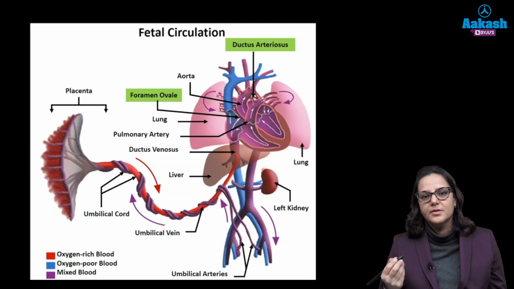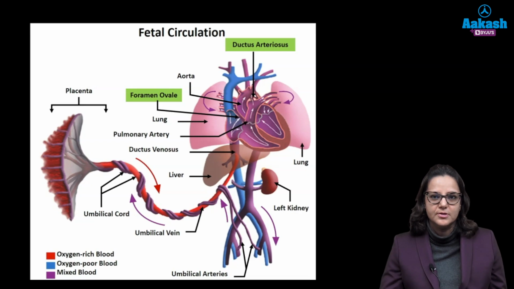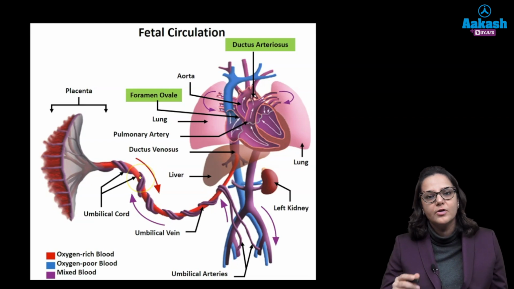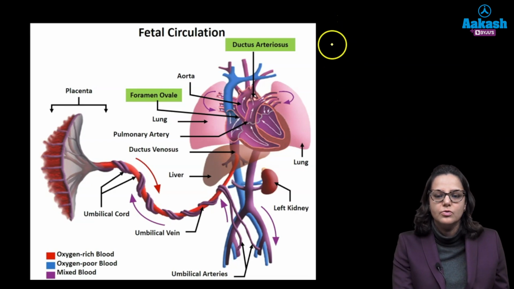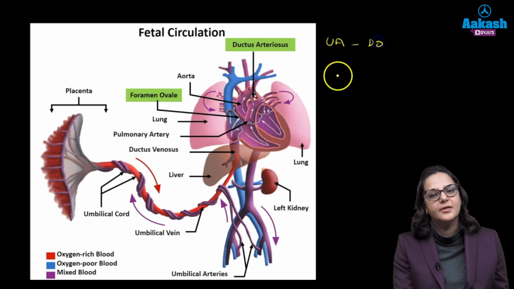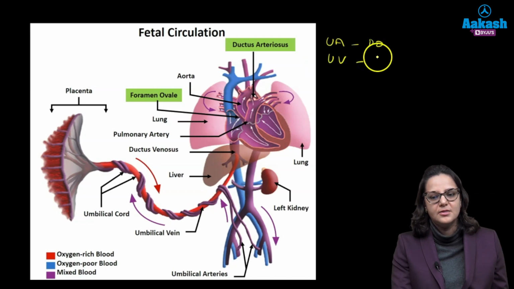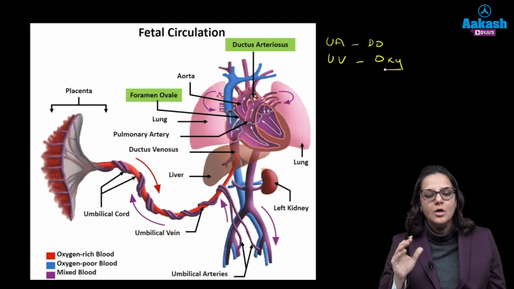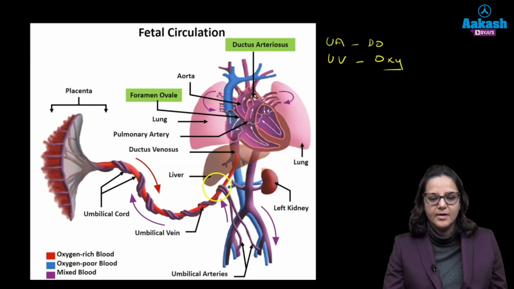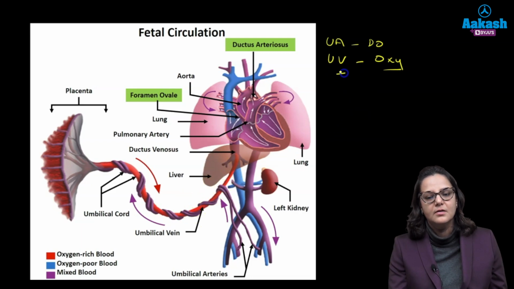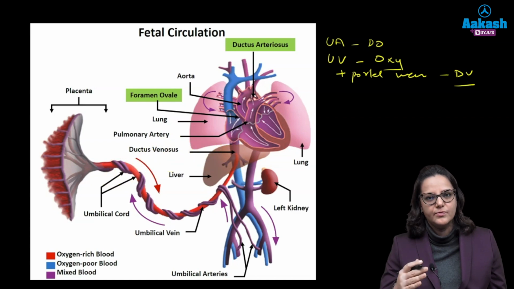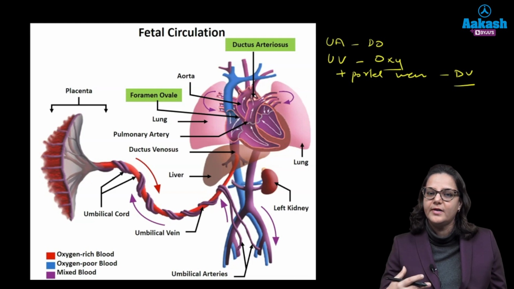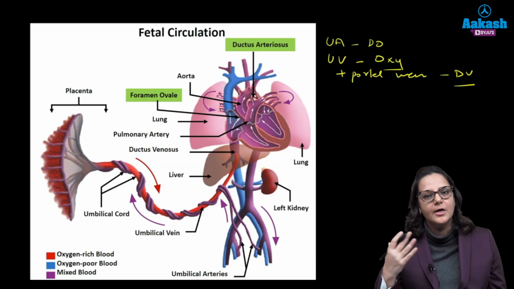Now before going through the Doppler studies, let's go briefly through the fetal circulation first. All right, so we have the placenta and we know that the deoxygenated blood is carried by the umbilical artery, right? So the umbilical artery carries the deoxygenated blood, and the umbilical vein carries the oxygenated blood. The umbilical vein meets the portal vein to form the ductus venosus. All right, so this is the ductus venosus. Now the blood from the ductus venosus enters the right atrium and goes to the right ventricle, to the lungs, left atrium, left ventricle, aorta, and to the rest of the body.